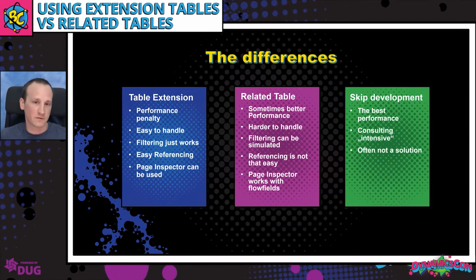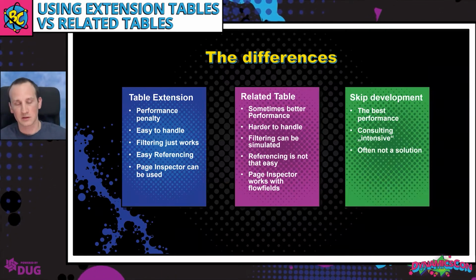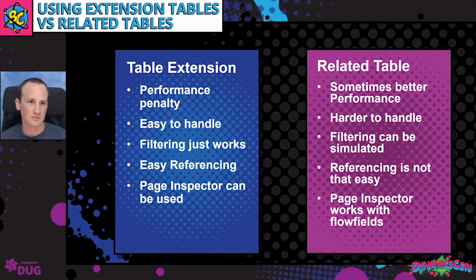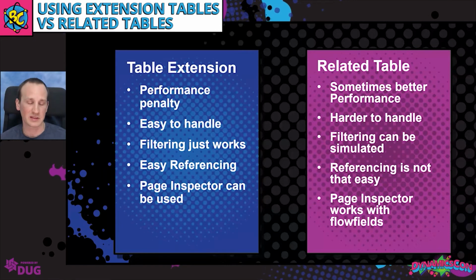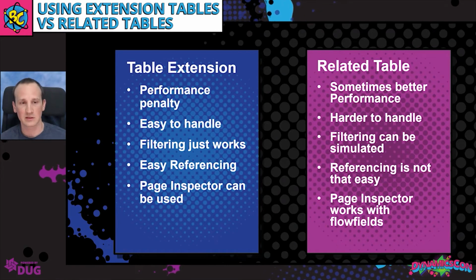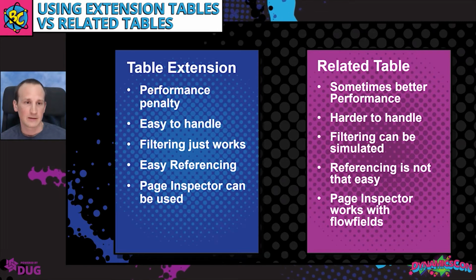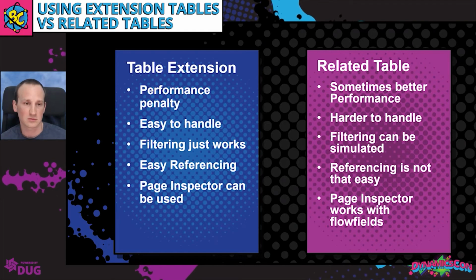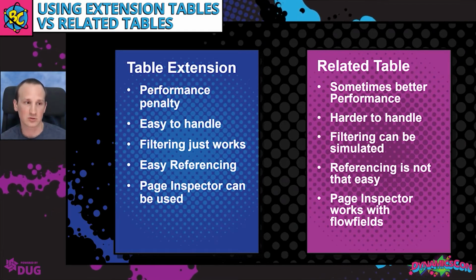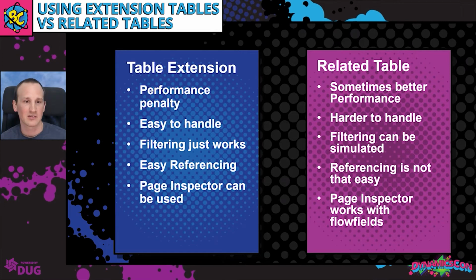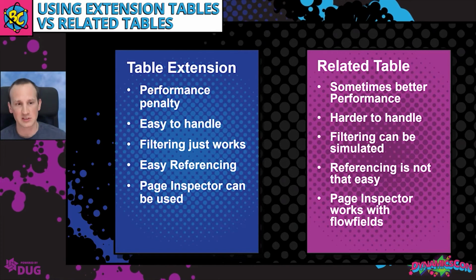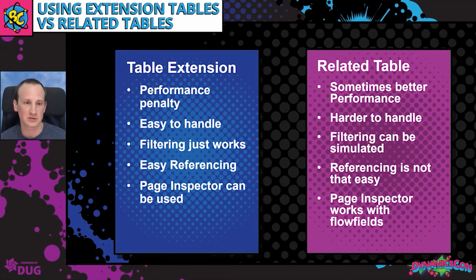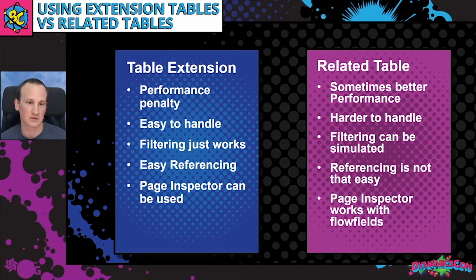And let's compare those approaches. Table extensions do have a performance penalty. We'll talk about that a bit later. They are pretty easy to handle. Not much knowledge is needed for that purpose, and it's also less prone to bugs. Filtering just works out of the box. Easy referencing along the pages and objects, and the page inspector can be used in order to inspect the recorded data.